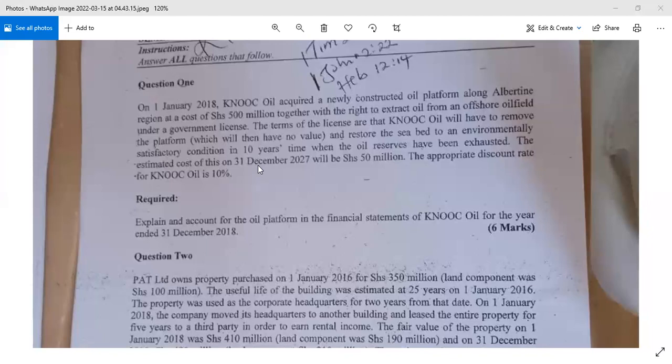That's the cost of you obtaining the rights of using the land and doing extraction. So that is PPE, right? Because you're going to use it for production. First of all, it's long term. Secondly, you're going to use it for a long time. And thirdly, you're having control over the asset. So clearly you're meeting the conditions of IAS 16.